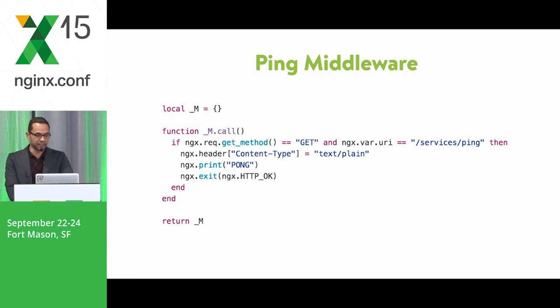And the conditional at the beginning of the function just checks to see if the request method is GET, and if the URI is pointing to services ping, then all we're going to do is set the content type to text plain in the response, and send back the message pong, and finally return HTTP OK. And really, that's pretty much it. It's really quite simple.